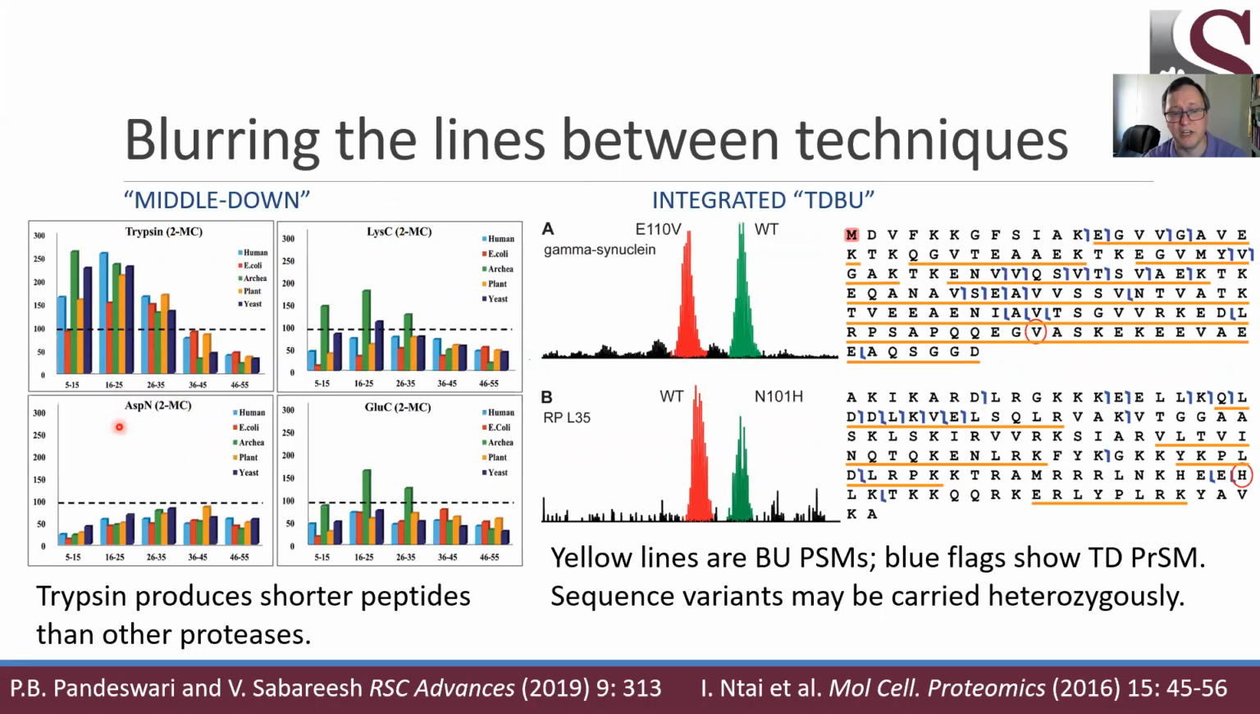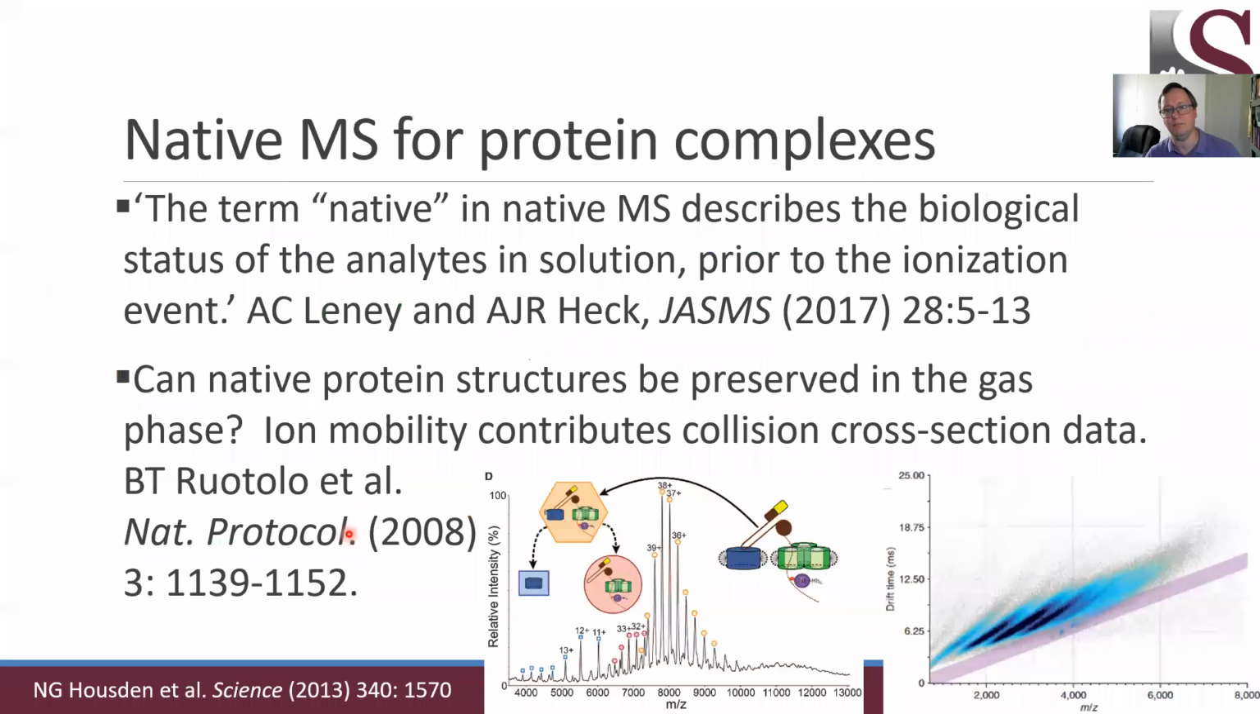We also have the ability to cut to the N-terminal side of aspartic acid. That's the letter D in a sequence. We also have the ability to cut to the C-terminal side of glutamic acid. That's an E in a sequence. And we see that the lengths of the peptides that result from them are quite different as a result.